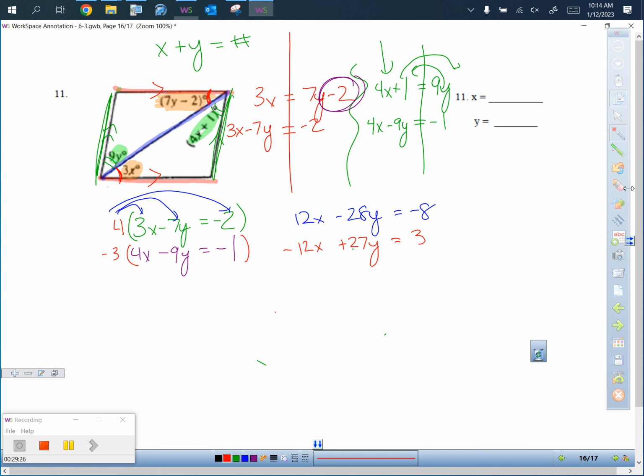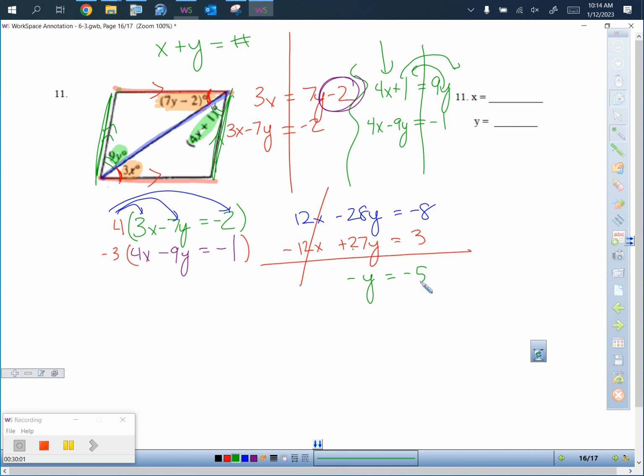How do you feel about that move? Just multiplying. And the whole goal was to get these to be opposite numbers of each other so I can add them together and get them to cancel out. So I will do that. I will add these guys together. Those go away. And a negative 28y plus a positive 27y is negative 1y. And negative 8 plus 3 is how much, y'all? Negative 5. This is close to what I want.